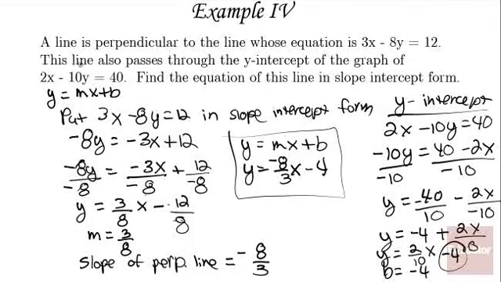I was told that this line also passes through the y-intercept of the graph of this equation. So I took this second equation, manipulated it until I had it in the form y equals mx plus b. So y equals 2/10 x minus 4. And since the graph of the line I'm looking for passes through the y-intercept, these two lines have the same y-intercept. So now I know that b equals negative 4. I go back and I put it all together to find the equation of this line in slope-intercept form.